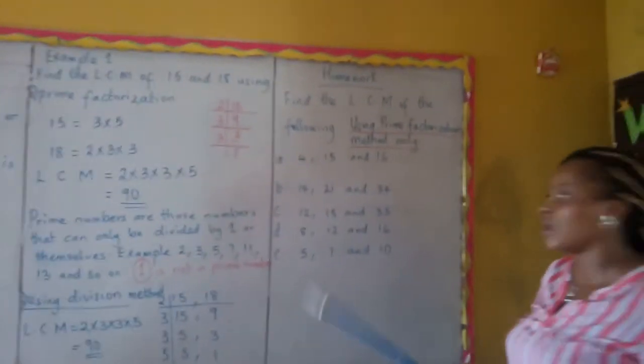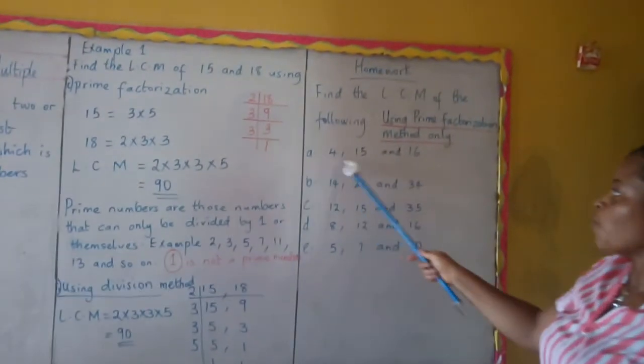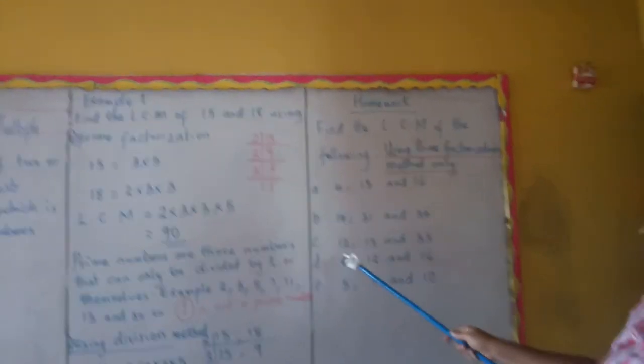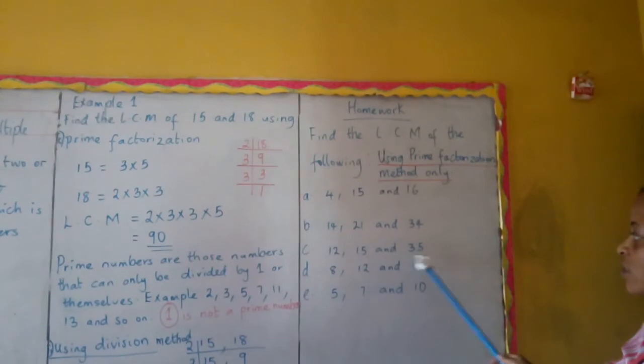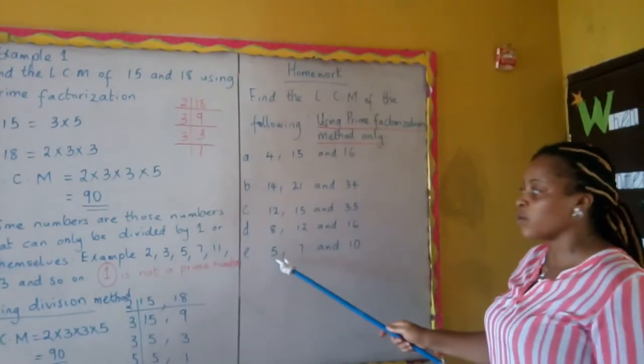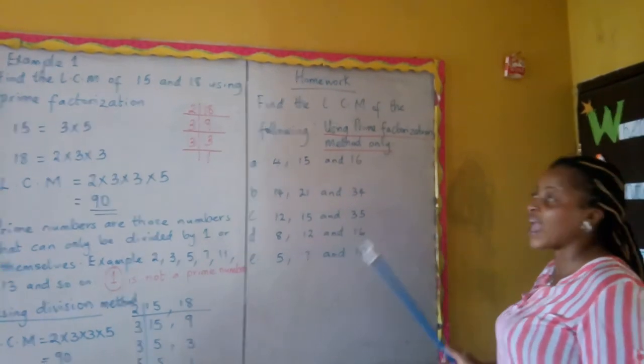the answers. So we have A, 4, 15, and 16; B, 14, 21, and 34; C, 12, 15, and 35; D, 8, 12, and 16; and then the last one on the list is E, 5, 7, and 10. Try to do this by yourself.